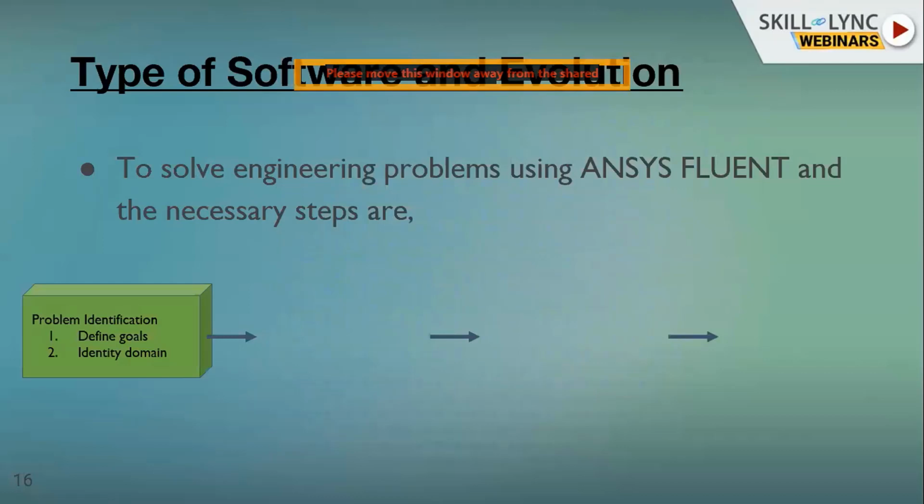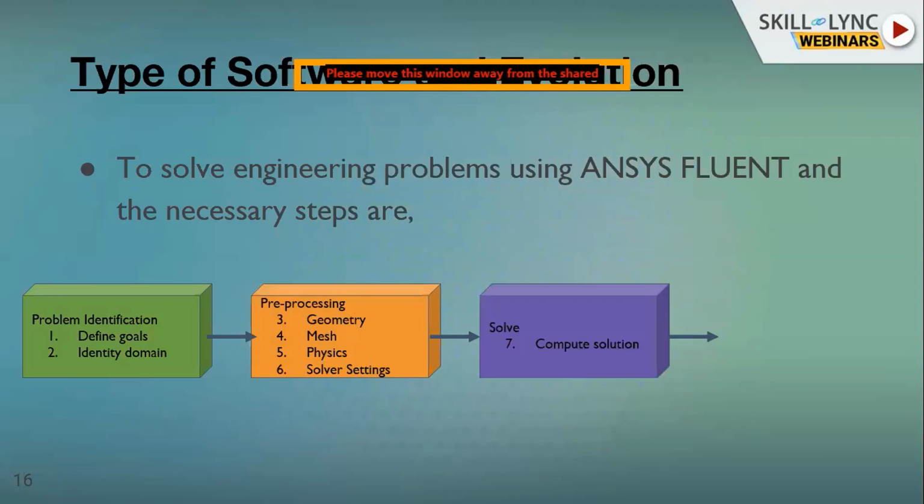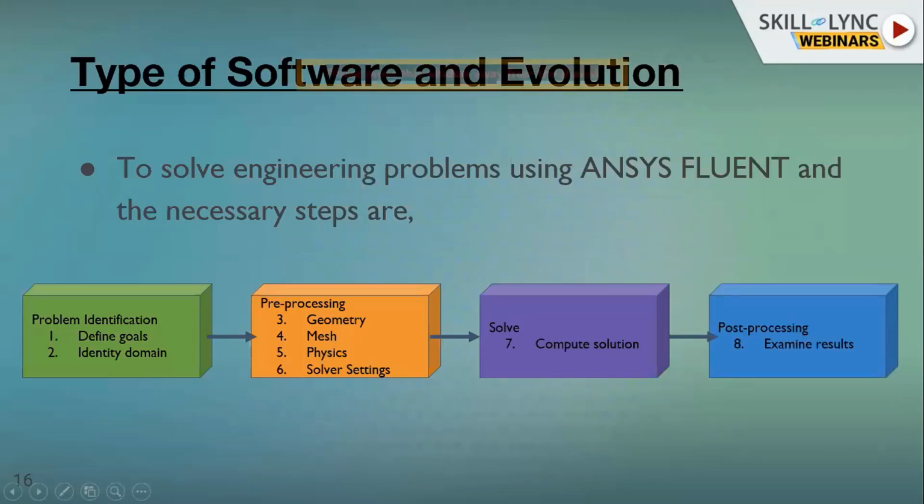First and foremost, you should identify the problem. After identifying the problem, you should define a goal and identify its domain. Which domain is it? Then the geometry and meshing is done in a pre-processing stage by defining physics and applying solver settings to it. After applying solver settings based on a particular compressible model, the post-processing of results is examined in the post-processing stage. Okay, so let us go in detail.